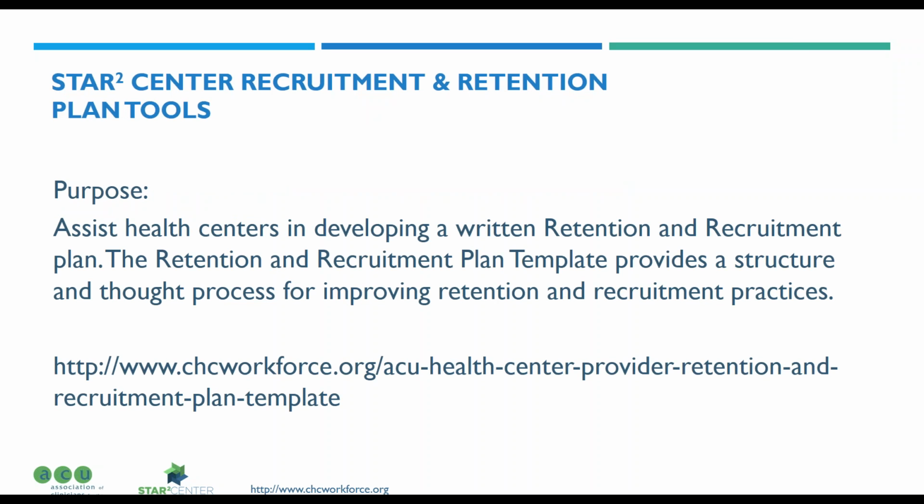So the main purpose of developing this plan, this is the written purpose that is up here, is to basically provide a structure and a thought process for improving retention and recruitment practices. But one thing we did when we were starting with the STAR Center resources, we were looking obviously for resources that already existed, and everything that we could find said everybody really needs to have a written recruitment and retention plan, but we really couldn't find any good templates for that.